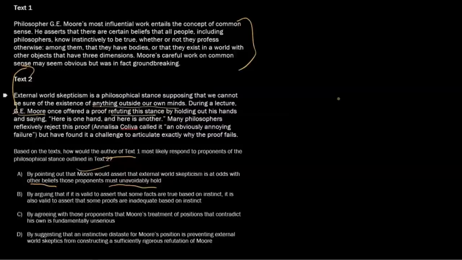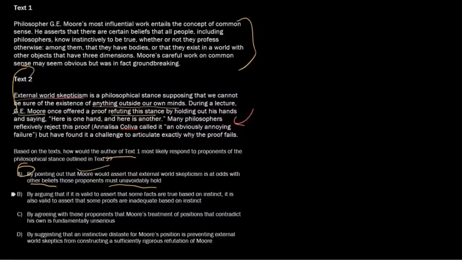Okay, and I would say that this immediately is our answer. All right, why is this? Because Moore is asserting, right, that to even think about external world skepticism, you can't be sure of anything. So to be sure of anything, you need to have your basis. You need to be sure of something to be sure of anything, right? So I would say this is A. Now, this is pretty philosophical, right? We're getting kind of deep here.